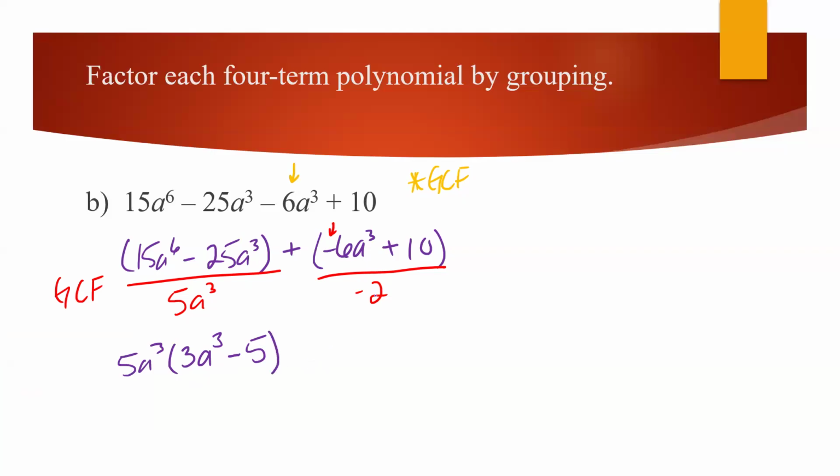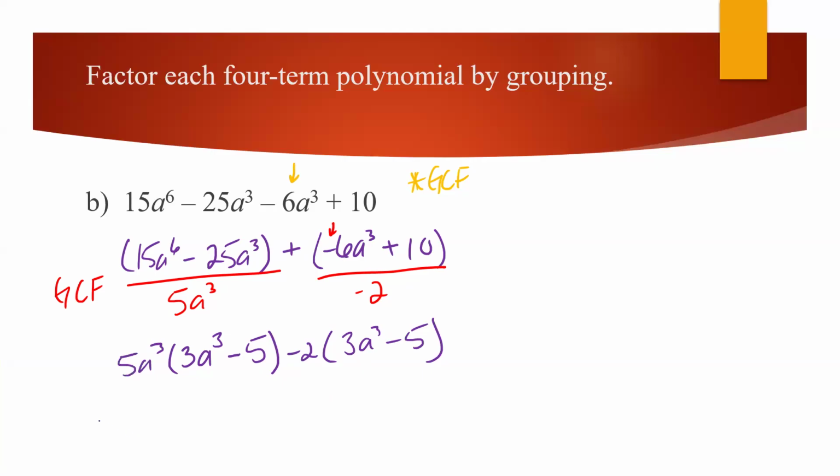Okay, now we're dividing out negative 2. So divide out negative 2. Negative 6 divided by negative 2 is positive 3. A negative divided by negative makes a positive. A cubed is still there. Positive 10 divided by negative 2 is negative 5.